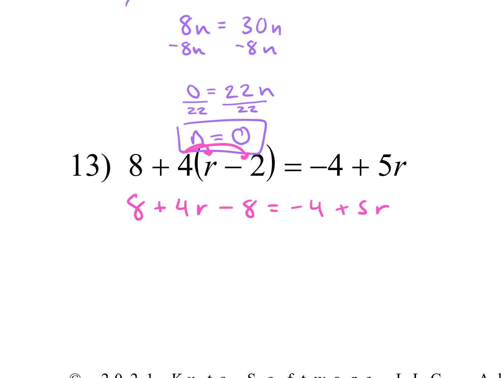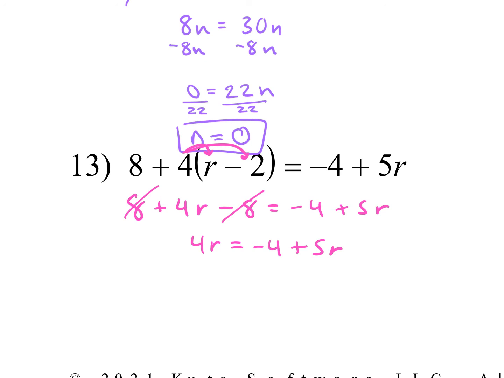What should I do next? Combine like terms. So on my left side, do I have any like terms? Yeah. 8 and negative 8. So what's 8 minus 8? 0. So those will cancel out. So then I have 4r is equal to negative 4 plus 5r.